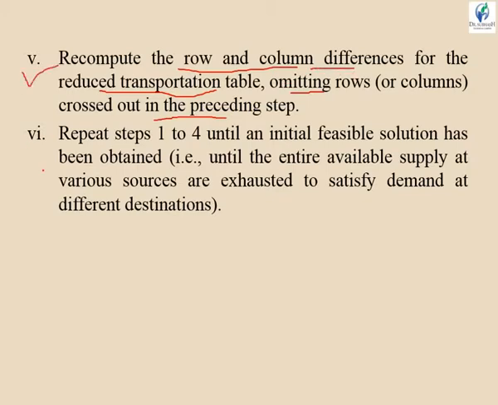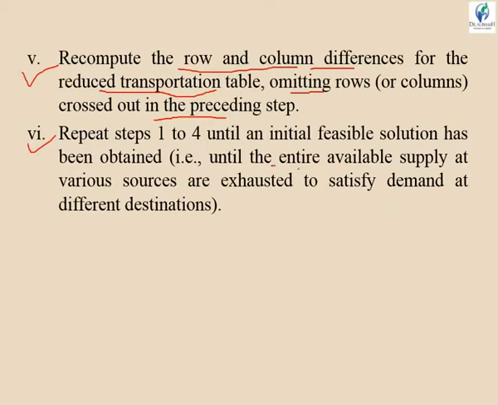Next step, repeat the steps from 1 to 4 until a feasible solution has been obtained. So what is a feasible solution? A feasible solution is nothing but one which satisfies the constraints of supply and constraints of demand, then Xij is greater than or equal to 0, that is the non-negativity constraint, and the rim conditions. Rim condition is nothing but supply and demand should always be equal. So when all these constraints are satisfied, it is said to have a feasible solution.